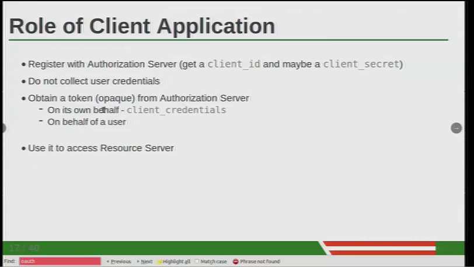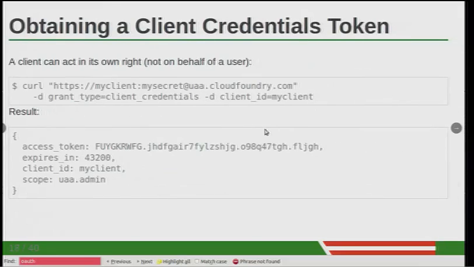So the client can either obtain a token on its own behalf, which is called a client credentials grant, or it can obtain a token on behalf of a user, which is what most of the examples are going to be about, and then use it to access a resource. So that's what client applications do.